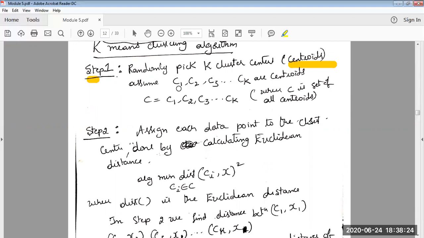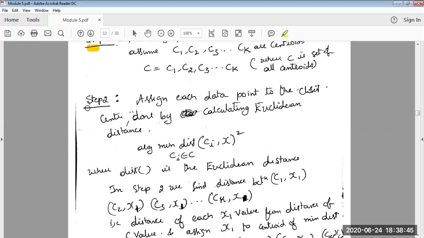Two centroids, C1 and C2, were created. Why? Because I gave the value of k equal to 2. So depending on the value of k, the centroids will be created. And as I already mentioned, they will be placed randomly, randomly in the first pass.